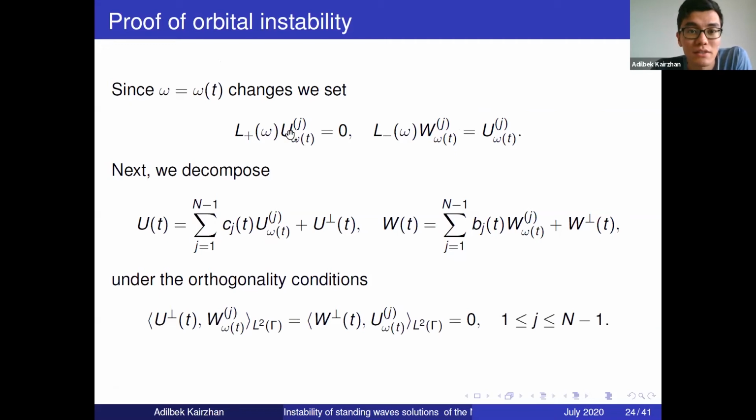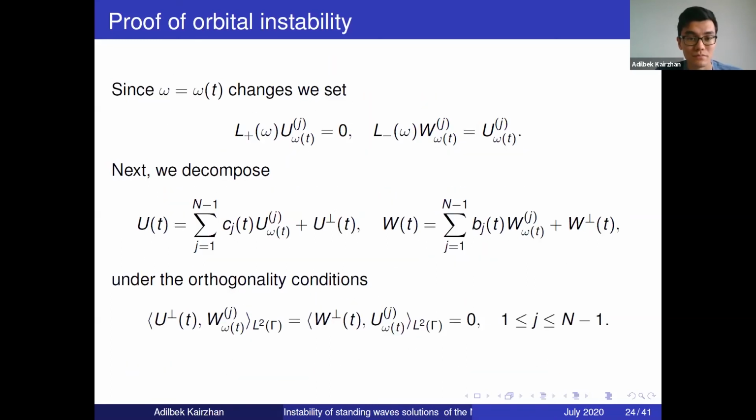And since we know that the kernel of the L plus is n minus 1 dimensional, we just call the orthogonal basis of this kernel u_j omega. And then we also introduce w_j omega, which solves this equation. And this equation can be solved because u omega is orthogonal to the kernel of the operator L minus, right? So you can solve them. Next, we decompose our u in this way and our w perturbation term in this way. So here you have the orthogonality conditions for u perpendicular and w perpendicular of this form.